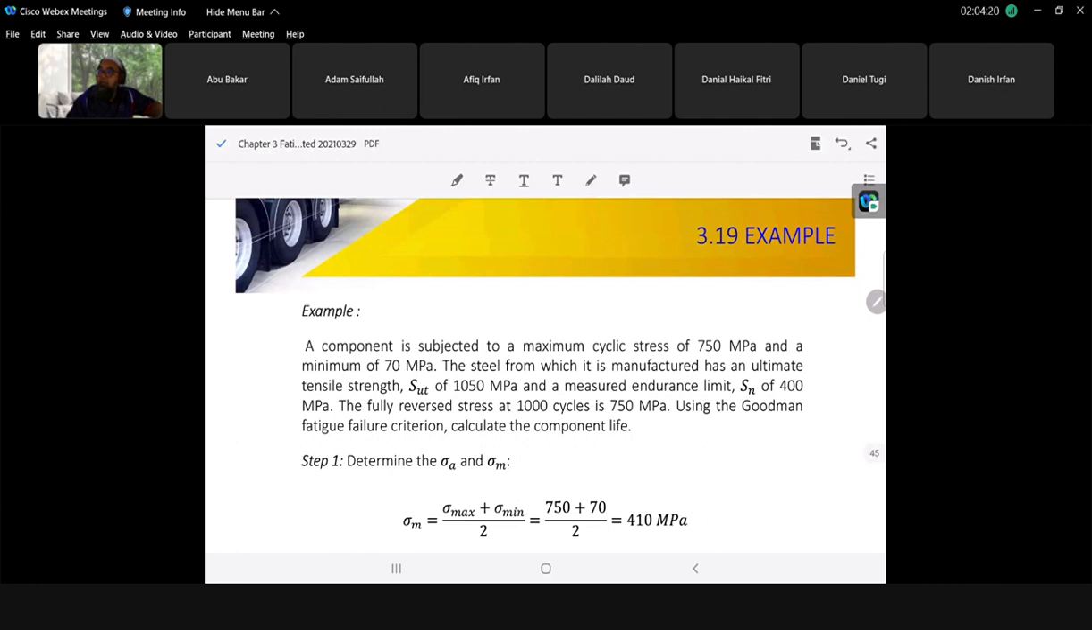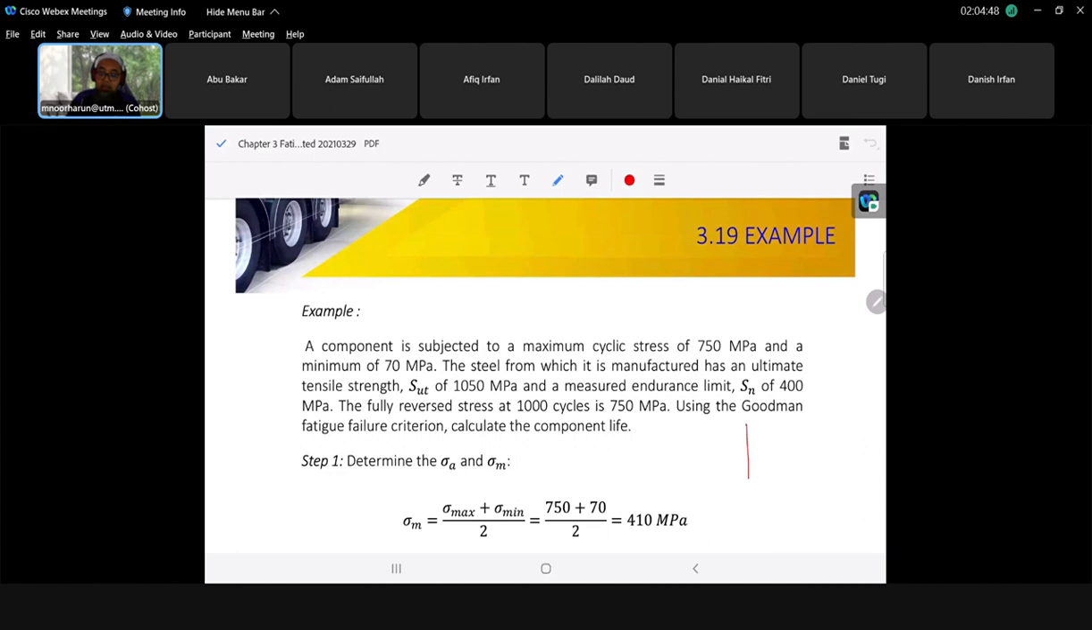Okay, tapi example ni you could do it by your own sebenarnya. You just see, okay, I just explain a bit on the examples. Okay, a component is subjected to a maximum cyclic stress of 750 megapascal and minimum is 70 megapascal. So maksud dia apa?